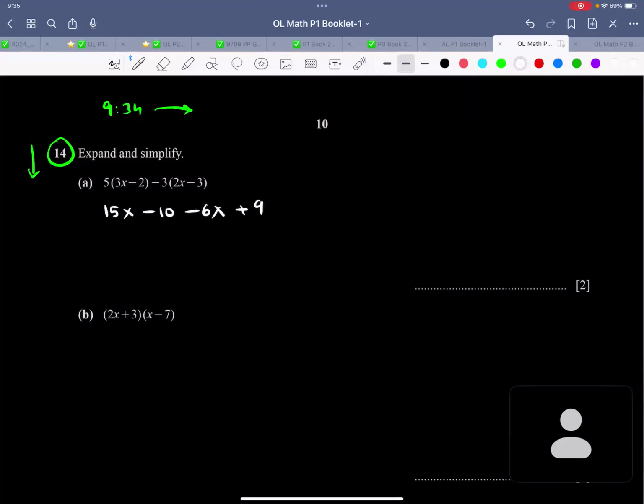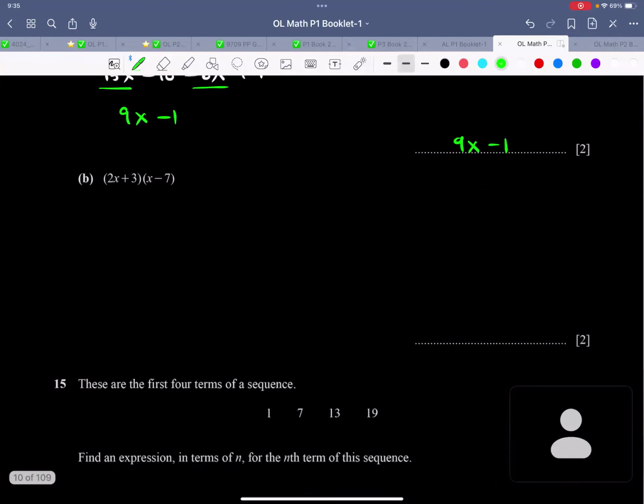Always make a habit of double checking. There is no hurry. You have all the time in the world. 5 into 3, 15x. 5 into -2, -10. -3 into 2x, -6x. -3 into -3, that's +9. All good, all clear? So now 15x minus 6x, that is 9x. -10 plus 9, -1. So 9x minus 1, that's the answer of this simplification and expansion.